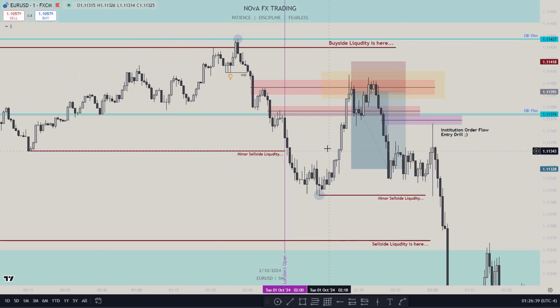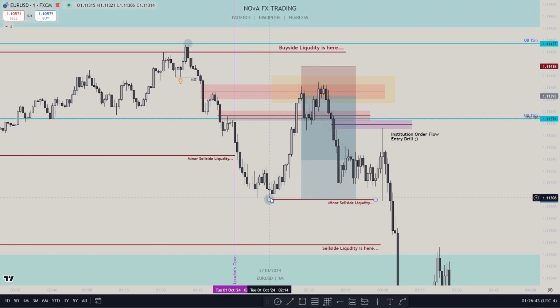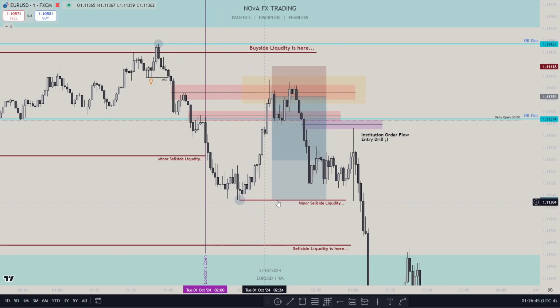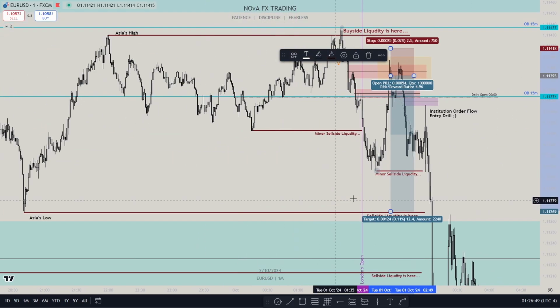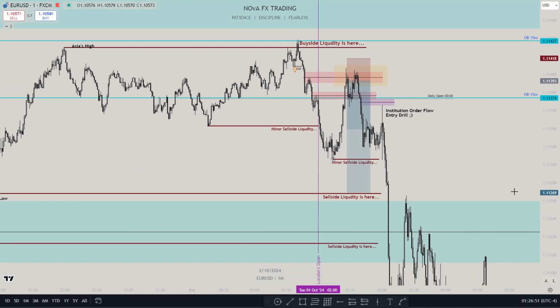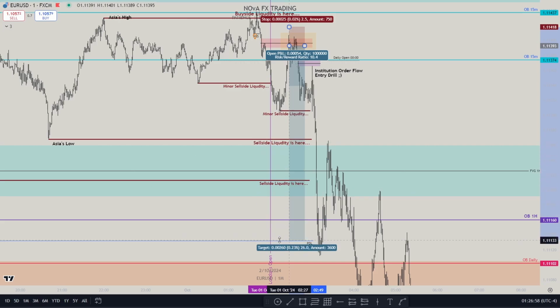And for our exit, we can take partials here, because we can take a partial at this low, because that becomes a minor sell side liquidity, and we can take another partial there, because that's Asia's low, and we can take the rest, full trade exit, at the previous day low right there.